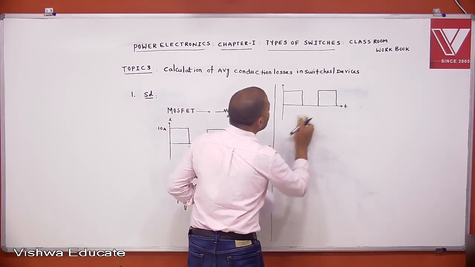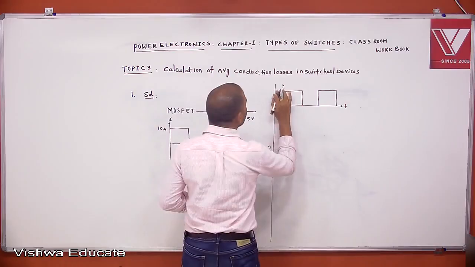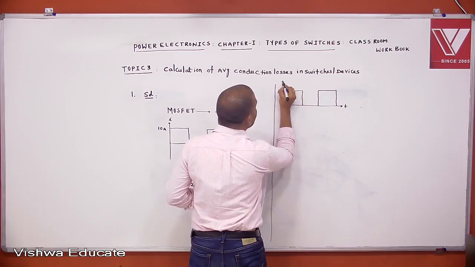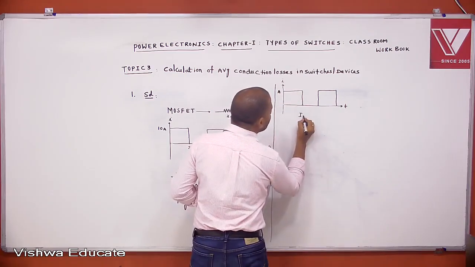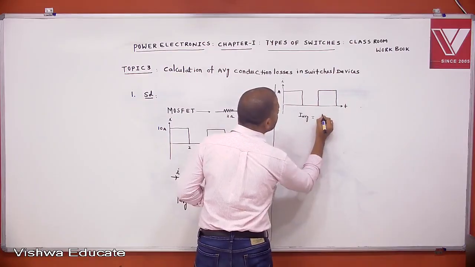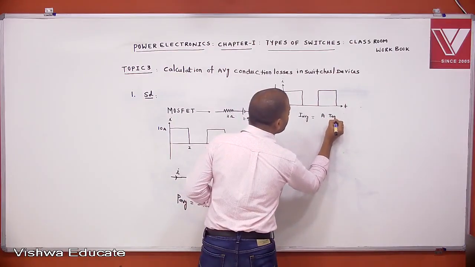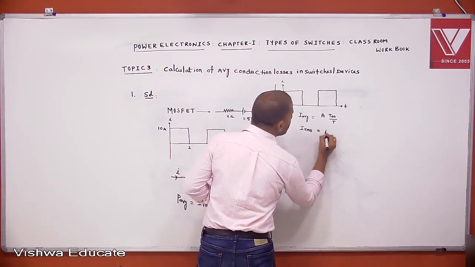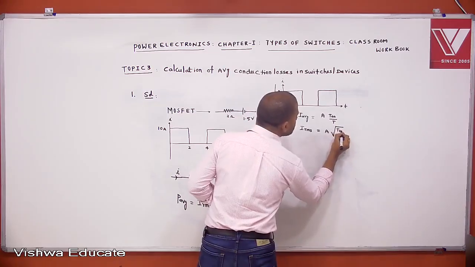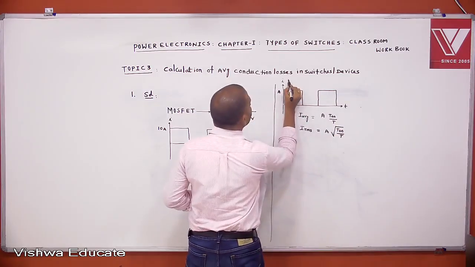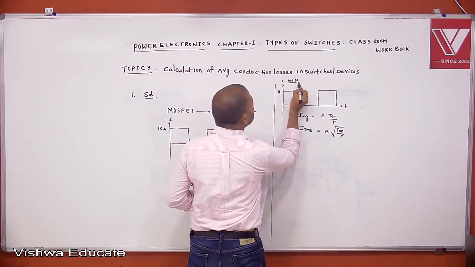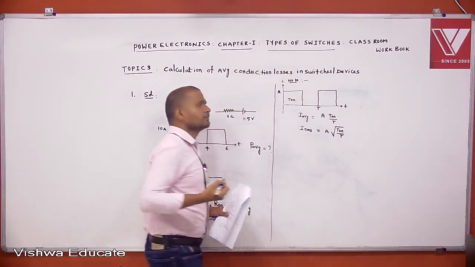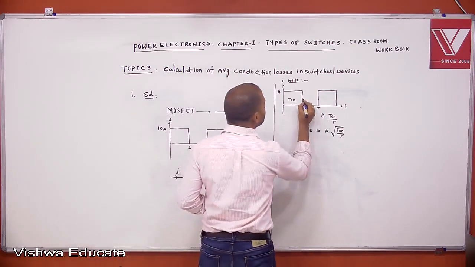For this type of current or voltage waveform, this is the amplitude. Then how to calculate I average? I average equals A into T on by T. I RMS equals amplitude into square root of on time by total time period. You remember this as a note. This is T on, this total is T, and this is T off.